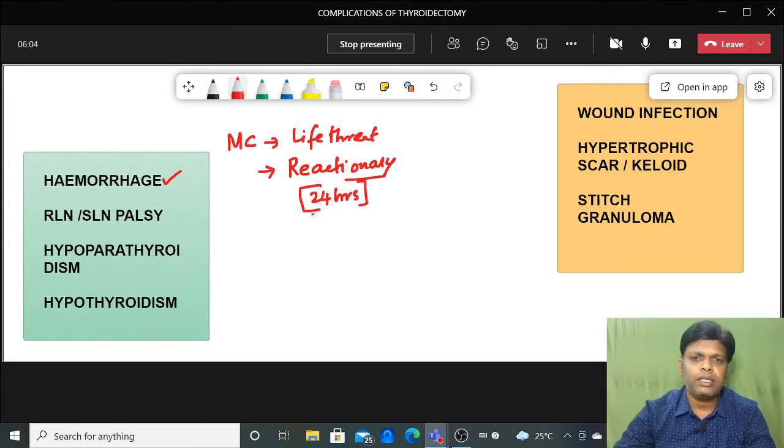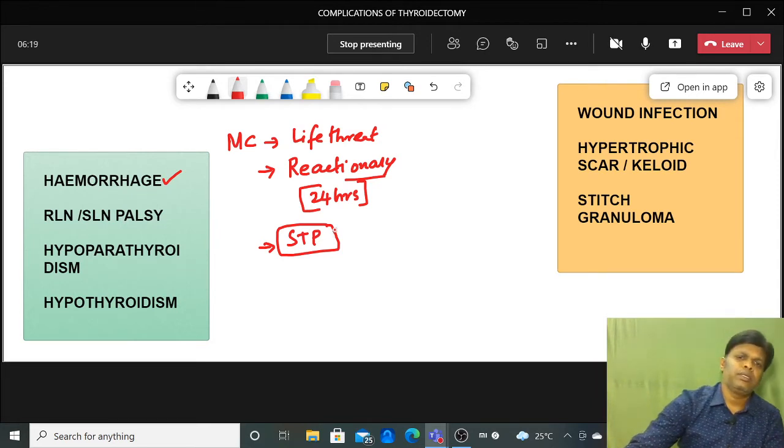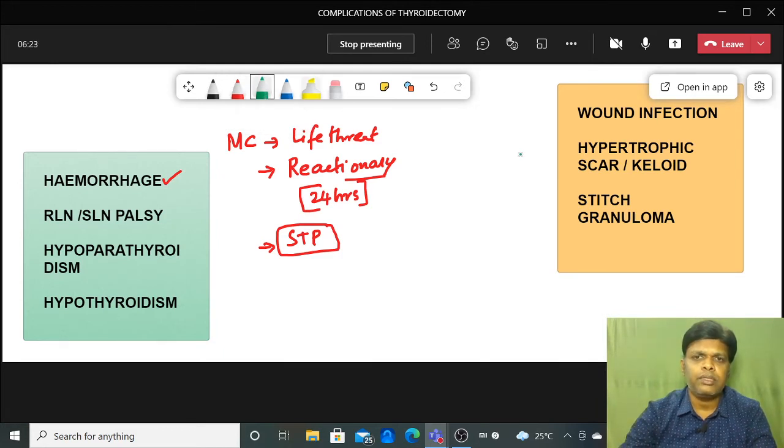Then what is the commonest cause for the reactionary hemorrhage? That is due to the slippage of the superior thyroid pedicle. Okay, so this is the hemorrhage. And once there is a hemorrhage, it forms a hematoma, that is called tension hematoma. For that you should know the basic anatomy.